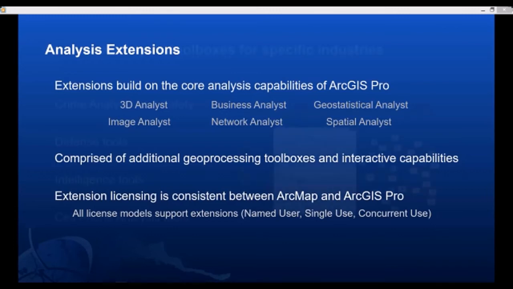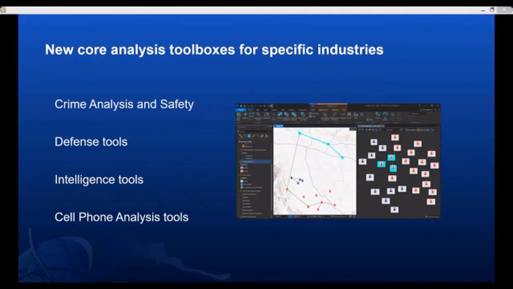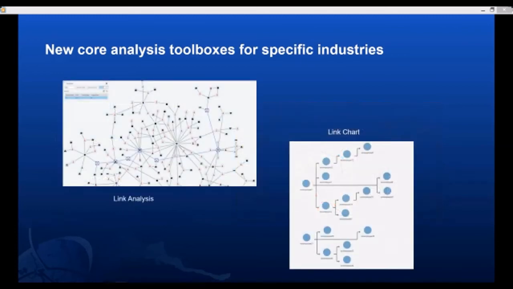In addition to the standard extensions with which you are probably already familiar, we offer some new core analysis toolboxes for specific industries. These include crime analysis and safety, defense tools, intelligence tools, and cell phone analysis tools. Two of the great functionalities within these toolboxes include link analysis and link charts.